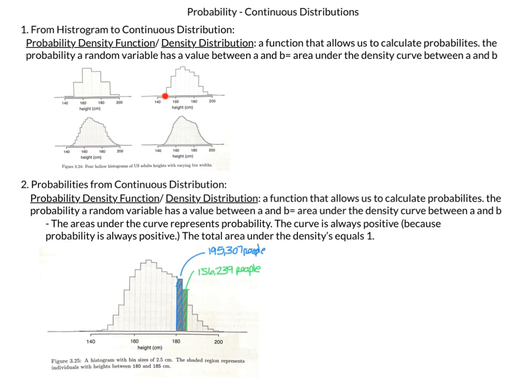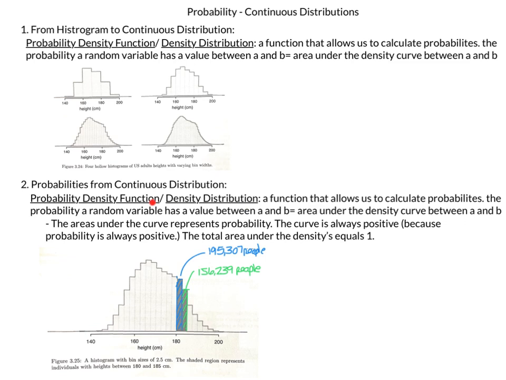We can continue to make these categories smaller and smaller. In other words, each bin will represent a smaller number of centimeters, and after a while we start approaching this smooth curve as these blocks get smaller and smaller, down to 1 centimeter or a fraction of a centimeter. We'll have a smooth curve, and that curve is our probability density function, also known as the density distribution, which leads to our second topic.